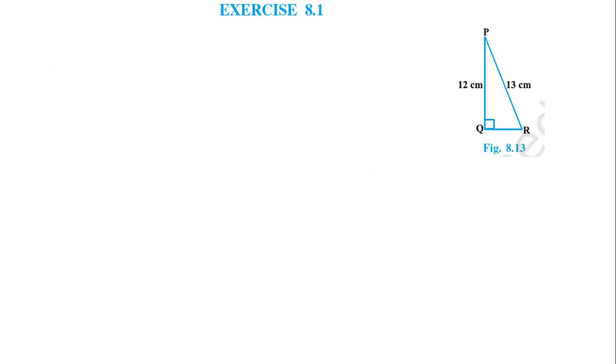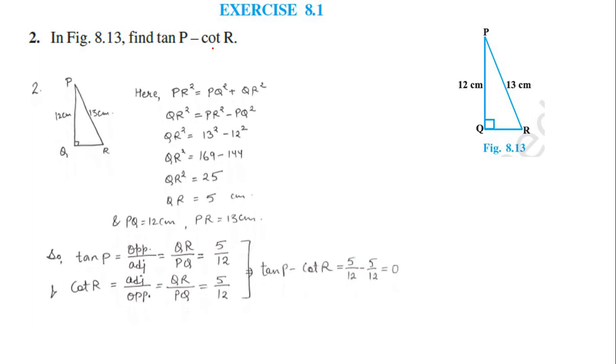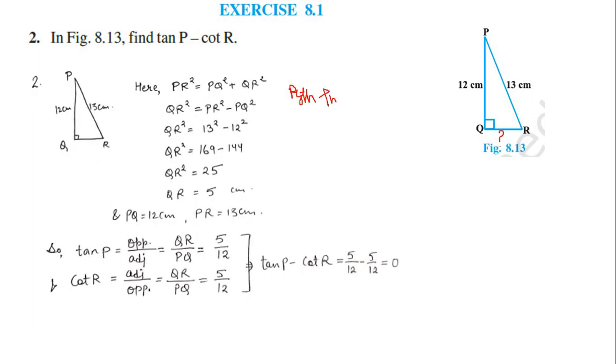So let's take one more example. In the second question, we have been given one figure, which you can see here. This is a right triangle, right angled at Q. Two of the sides are given. We need to calculate tan P minus cot R. To find the third side, first we applied the Pythagoras theorem, and with the help of that we got the third side as 5, as you can observe in the solution here.